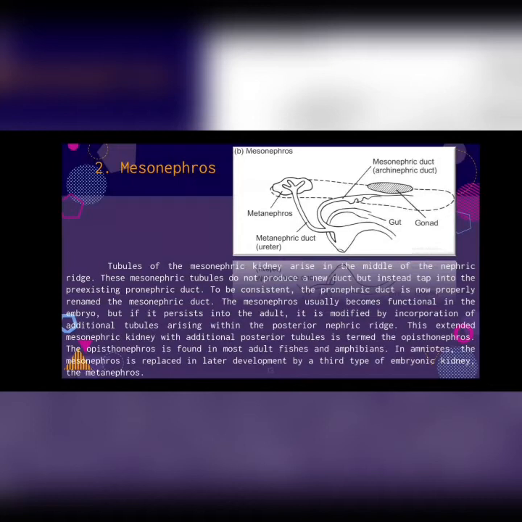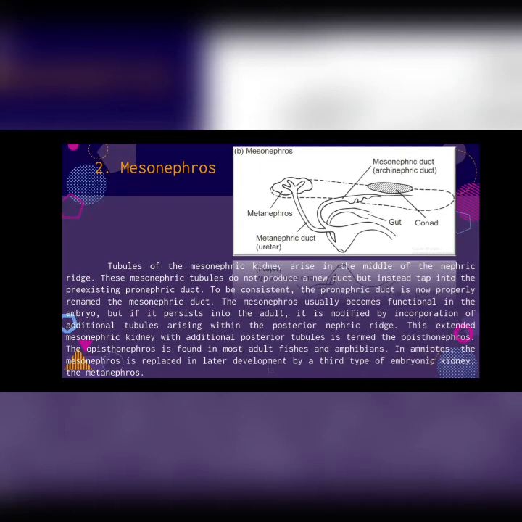The mesonephros usually becomes functional in the embryo, but if it persists into the adult, it's modified by incorporation of additional tubules arising within the posterior nephric ridge. This extended mesonephric kidney with additional posterior tubules is termed the opisthonephros. The opisthonephros is found in most adult fish and amphibians.